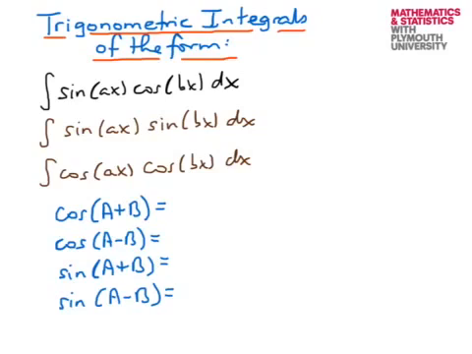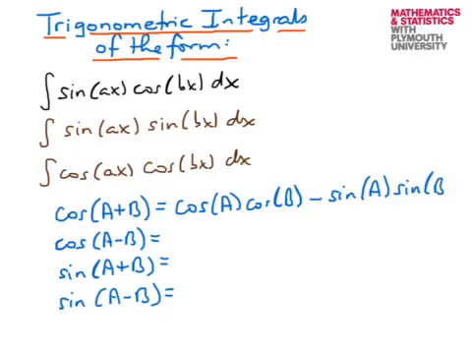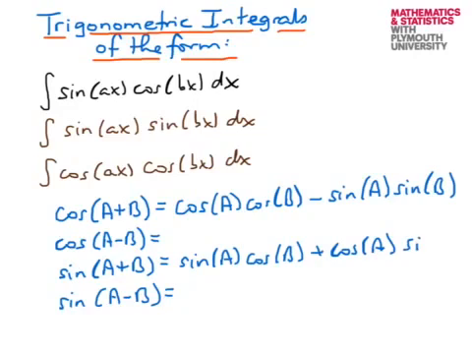So the results that we have are the cosine of a plus b is the cosine of a multiplied by the cosine of b minus the sine of a multiplied by the sine of b. The other relation that I know off by heart is the sine of a plus b is the sine of a multiplied by the cosine of b plus the cosine of a multiplied by the sine of b. These are the two key formulae, and the others can be written down with a moment's thought from the symmetry properties of the sine and cosine functions.